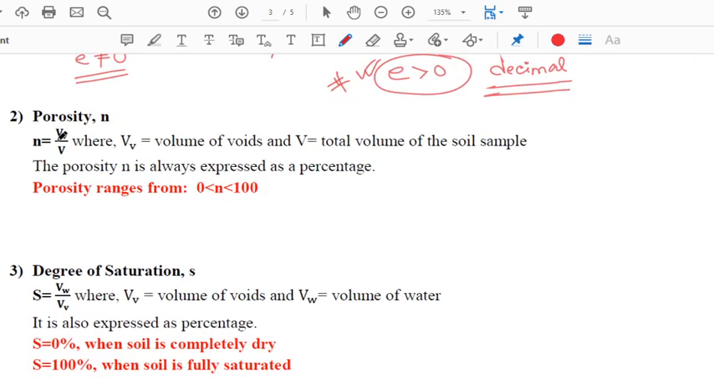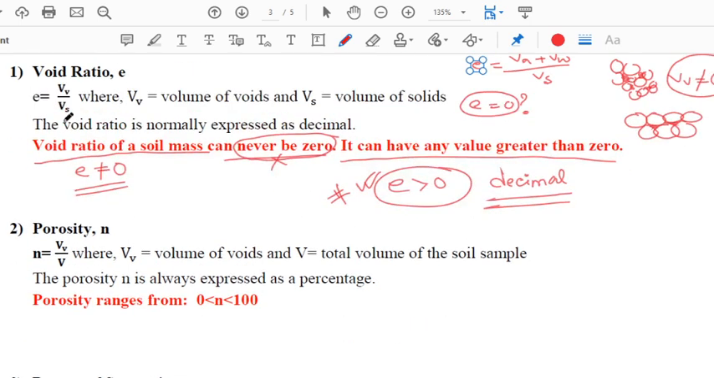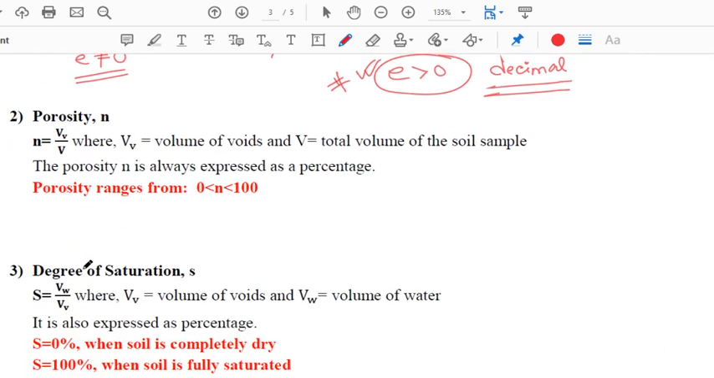Porosity is actually the ratio between the volume of voids and the total volume. In void ratio, we saw that it is the ratio between the volume of voids and the volume of solids. Here, the denominator was solids, and here the denominator is the total volume. Fine. Next, the same question. Can n be equal to 0? Is it possible? Again, volume of voids can never be 0. So we can write n can never be equal to 0.